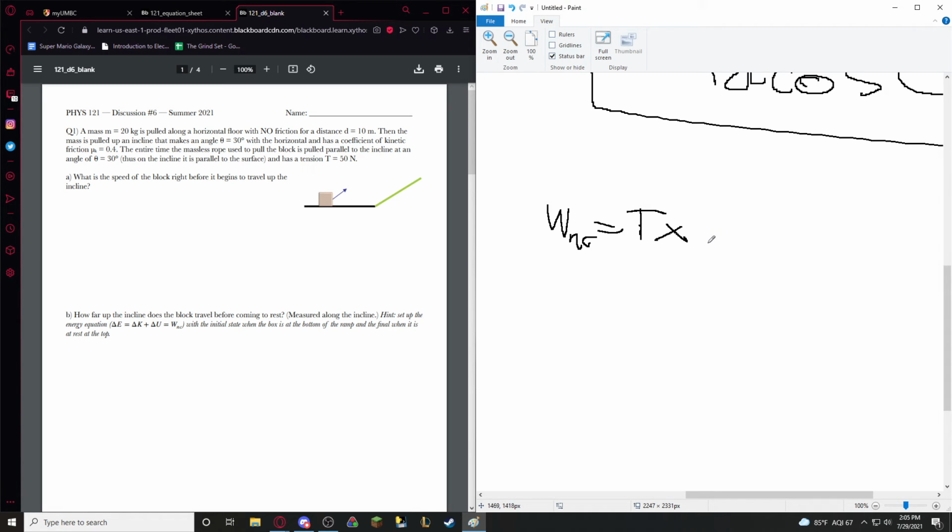Are there any other non-conservative forces here? We have friction as well, so it would be the force of friction, mu_K times the normal force, times the distance traveled, which would be X in this case. So mu_K X times the normal force. What's the normal force acting on our block on the incline?